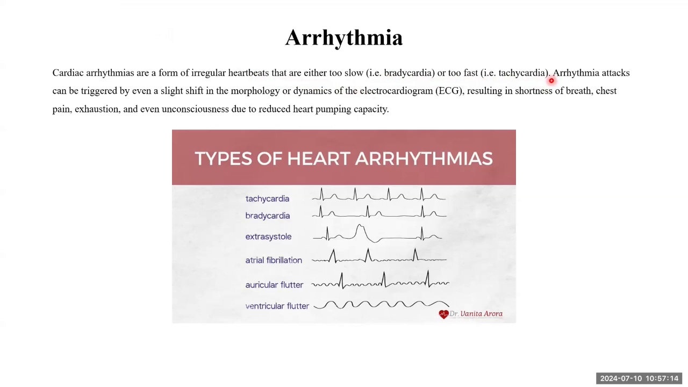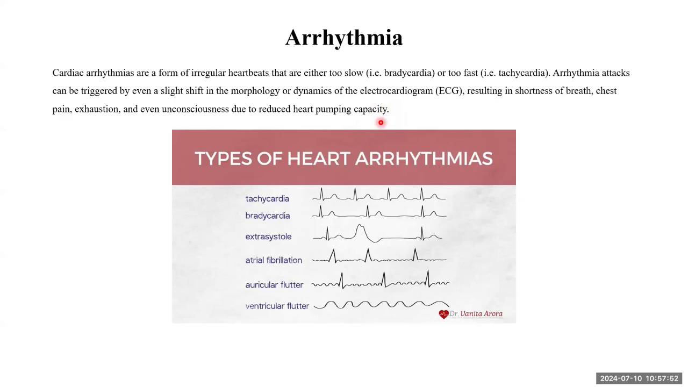Arrhythmias can be easily picked up by the ECG and are usually presented with shortness of breath, chest pain, or sometimes without chest pain, exhaustion, and even unconsciousness due to reduced heart pumping capacity. So there are atrial arrhythmias as well as ventricular. The atrial type is not a very serious one, but the ventricular arrhythmias are very fatal and can be lethal if not addressed correctly.